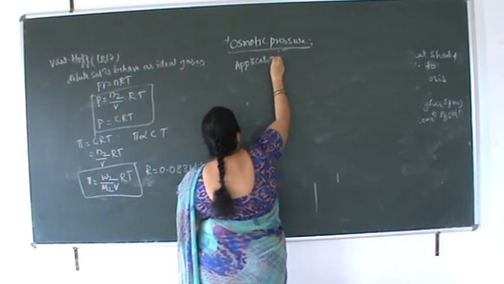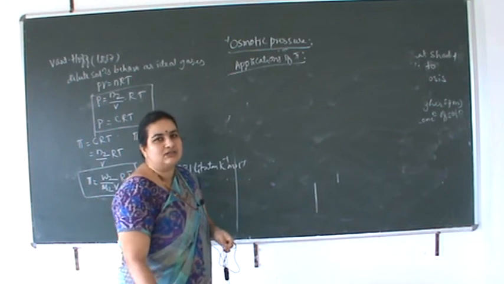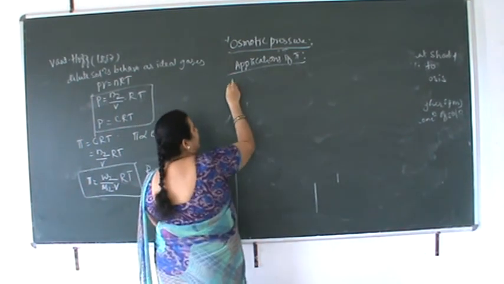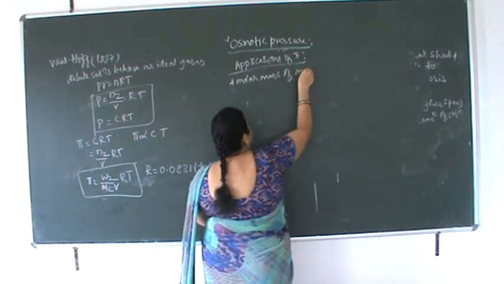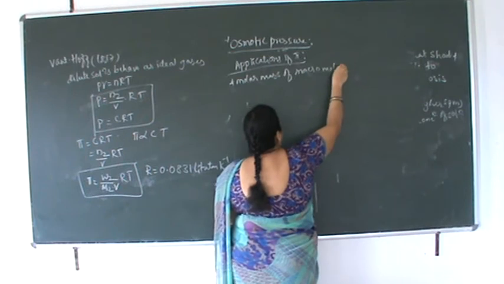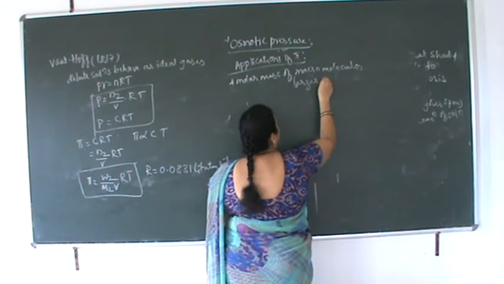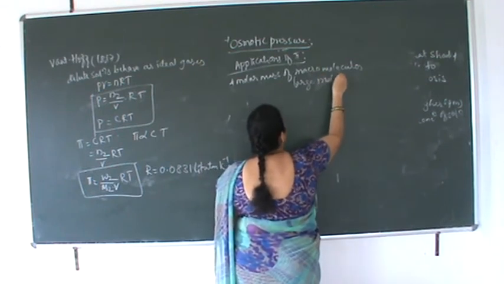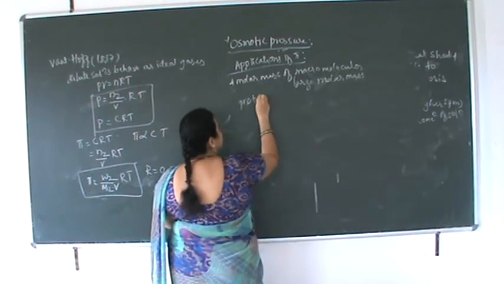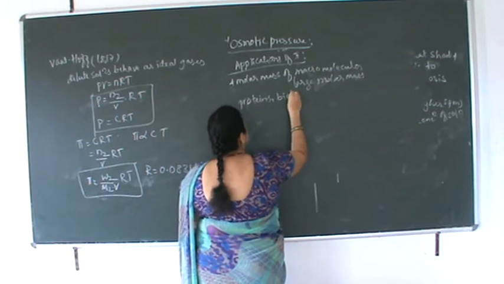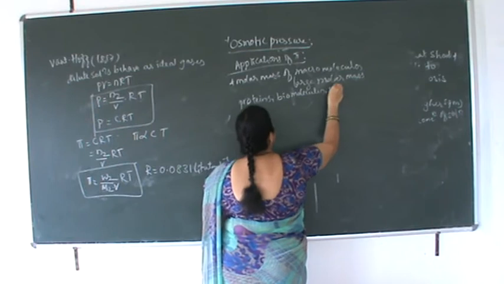Applications of osmotic pressure. Osmotic pressure is specially utilized for finding the molar mass of macromolecules. So what are macromolecules? Macromolecules are the molecules having large molar masses. The molecules will be like proteins, biomolecules, then polymers, etc.